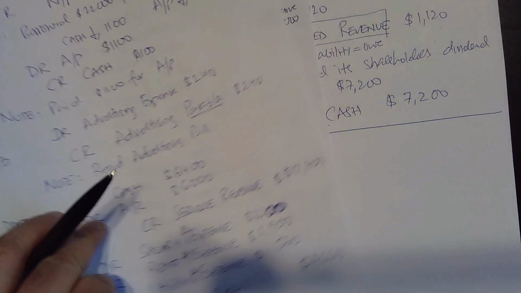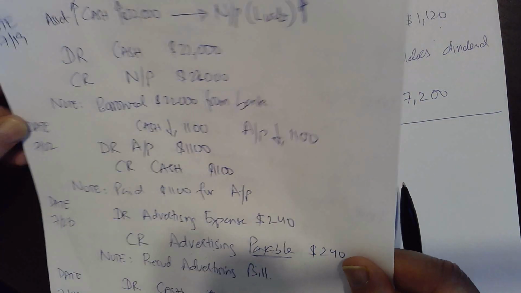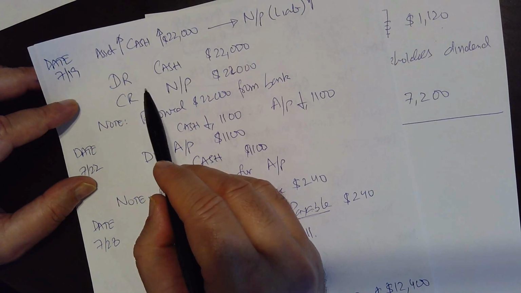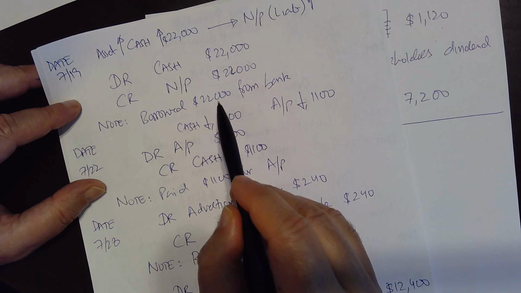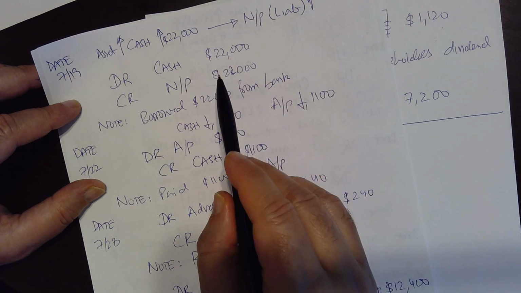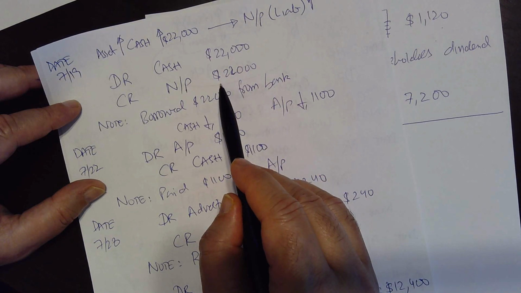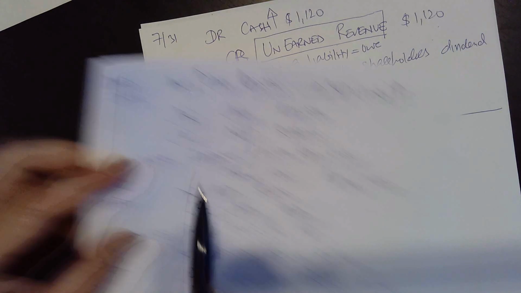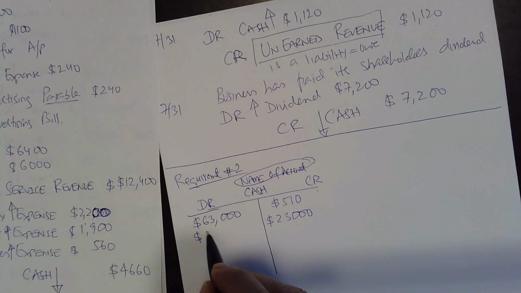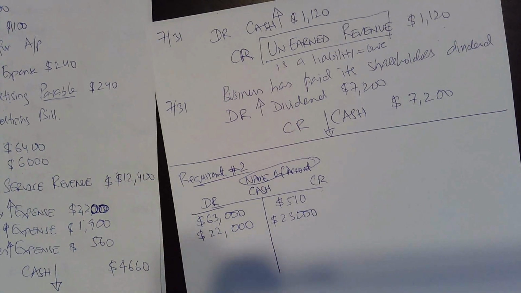So let's move to the next one. Here, on July 19, we borrowed $22,000 from the bank. And what do we give the bank? A notes payable, a promissory note that will pay you later. So $22,000 came, and you can see that I put a debit. So they will be going on the debit side of $22,000.